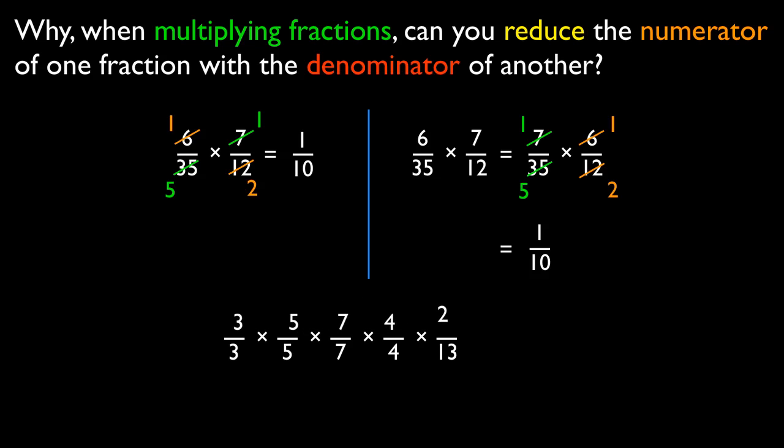I'm going to shift them around, and now I've got the numerator of 3 over top of the 3, the 5 over the 5, the 7 over the 7, the 4 over the 4, and just the 2 over the 13. Well, each of those first 4 fractions reduces to a 1. And so we have 1 times 1 times 1 times 1 times 2 over 13, and our answer is simply 2 over 13. Had you multiplied that all out and then started reducing, eventually you would get down to 2 over 13. But I think that's a cleaner, more effective, more efficient way to do mathematics. That's a lot of information.